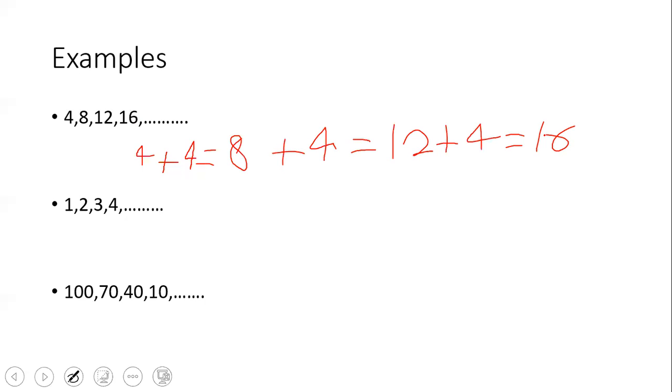It's 1 plus 1, 2, plus 1, 3, and so on. So is the next one. It's 100 minus 30, which is 70, minus 30, which is 40, minus 30, which is 10. And the pattern continues.